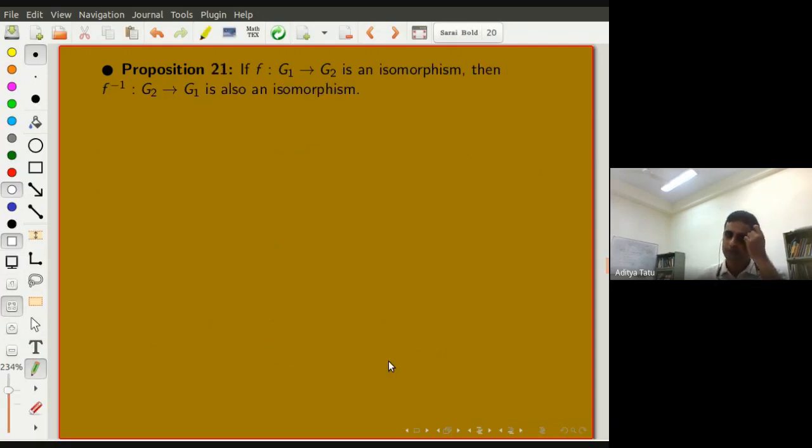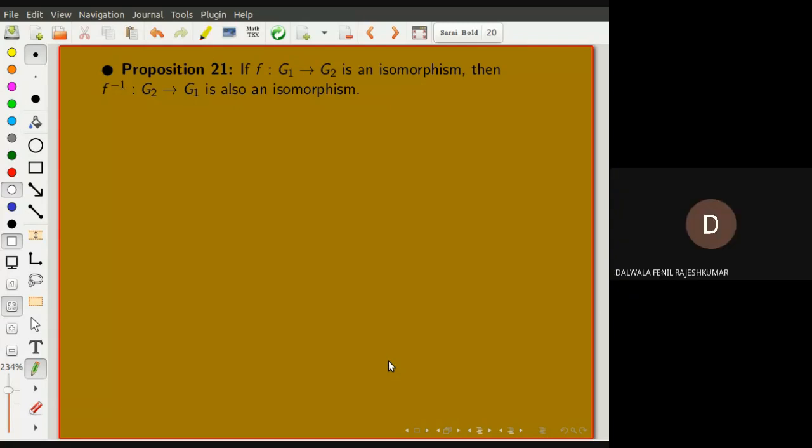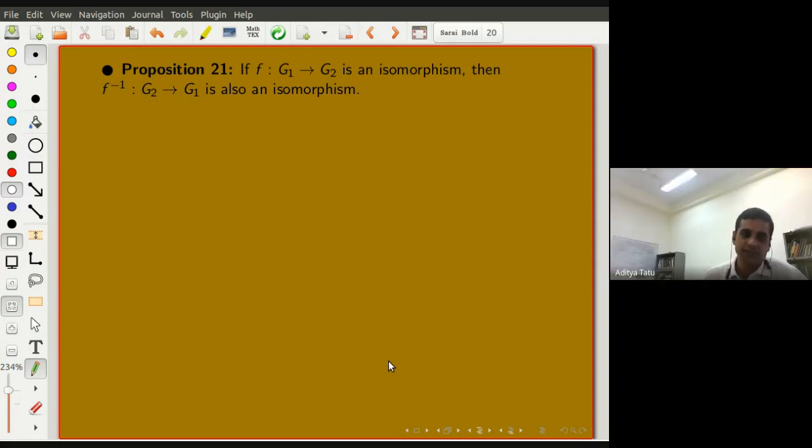Right? This in some sense is something we should expect. If f is an isomorphism, which means f is bijective, what do we know about such functions, let alone homomorphisms? The inverse exists, it is invertible. An inverse function is also bijective. Not only that, if f is also given to be a homomorphism, then f inverse will also be a homomorphism. That is what this proposition states.